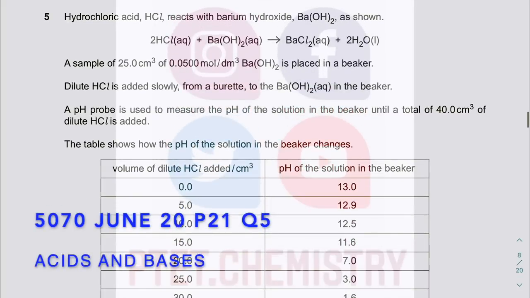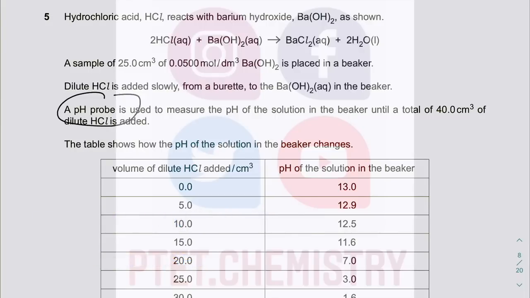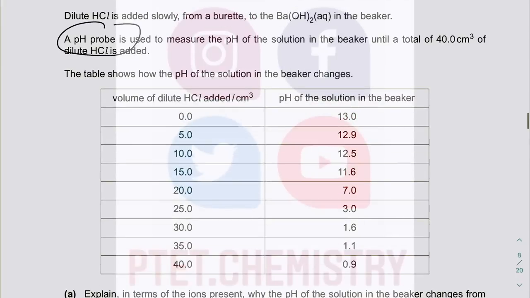Next question is on neutralization. You use a pH probe, which you might or might not have seen in school, to measure the pH of the solution. You will see how the pH of the solution changes. So you see the pH goes from alkaline or basic to acidic. So this is like a titration really. Instead of measuring the endpoint, you just keep on adding HCl to the barium hydroxide. You add it with a burette.